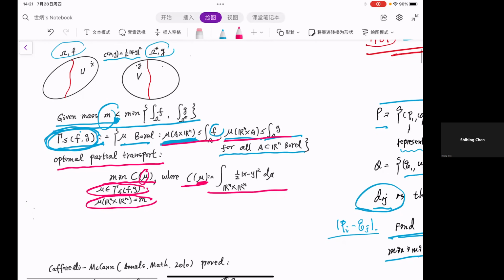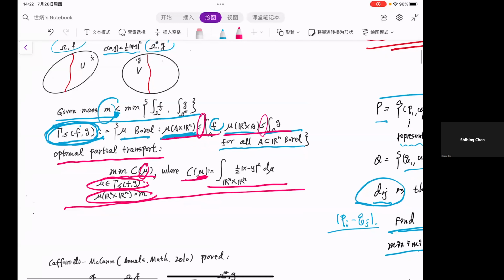So this is the formulation of the optimal partial transport problem. Also, if in the definition of the admissible set of transport plans, the less-than-or-equal conditions are replaced by equality, then it recovers the classical optimal transport problem. So basically, the optimal partial transport problem is an extension of the classical optimal transport problem.